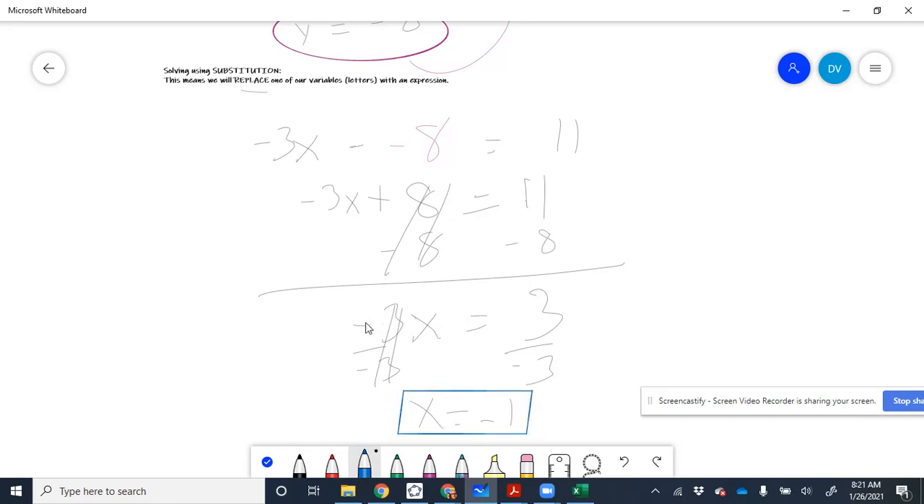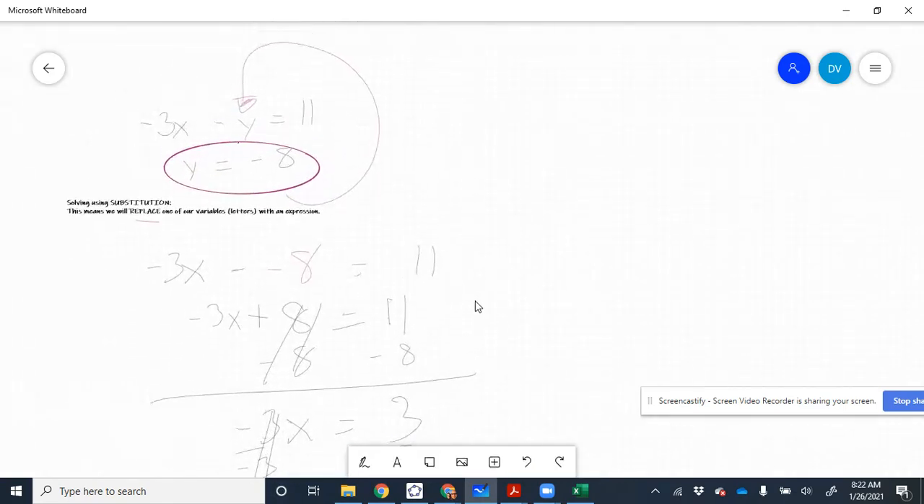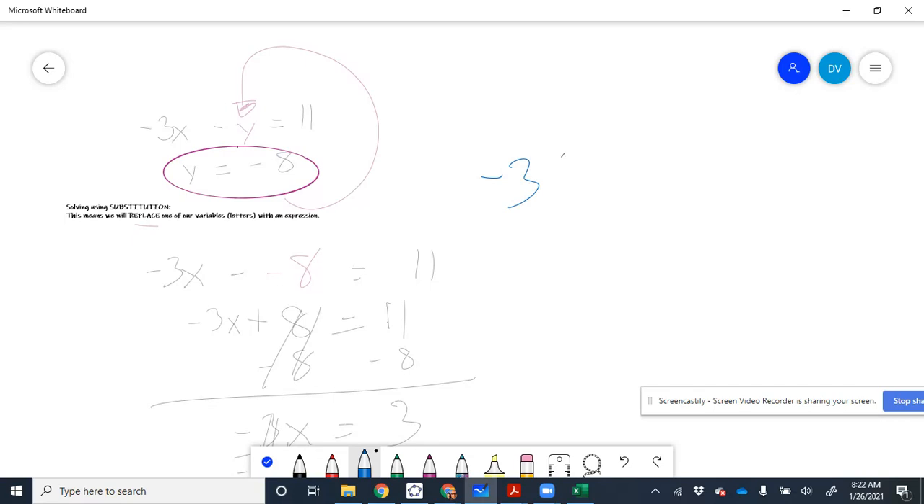Now we're not done because we have to find y also. But we can substitute again. We can go back to our original problem, and wherever we see the letter x, we can replace it with a negative 1. So remember our original equation was negative 3x, let me put the x in parentheses in a different color, minus y is equal to 11.